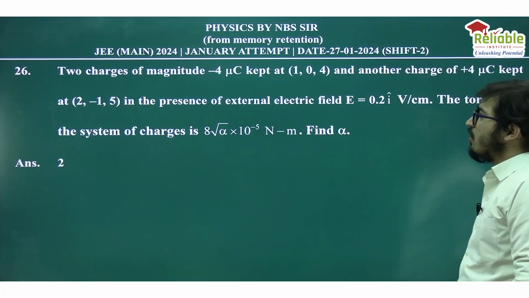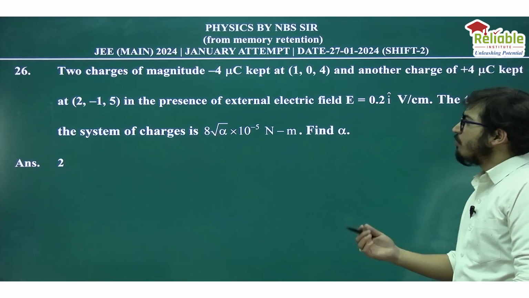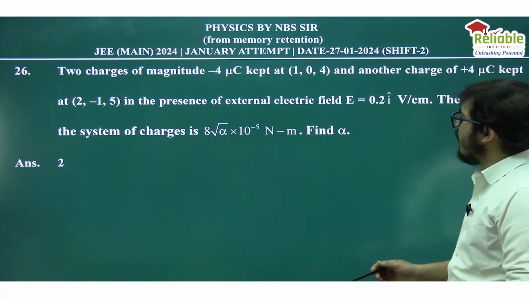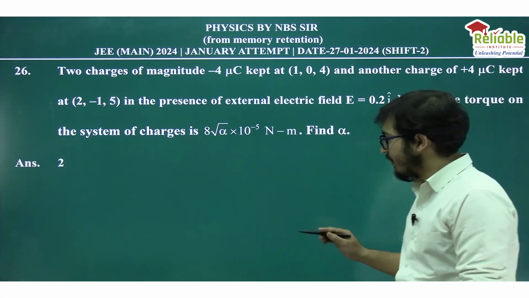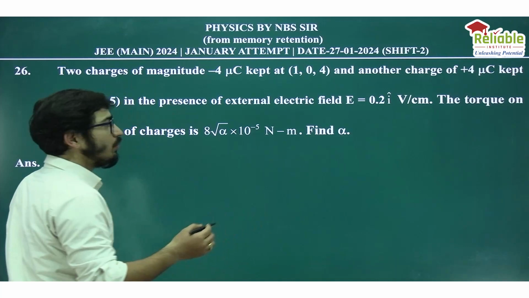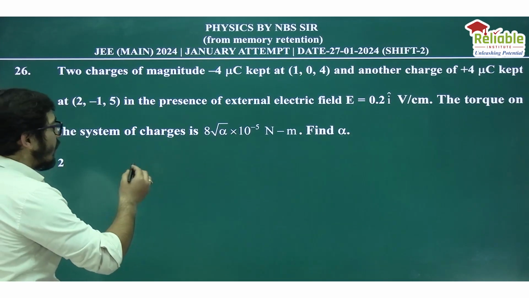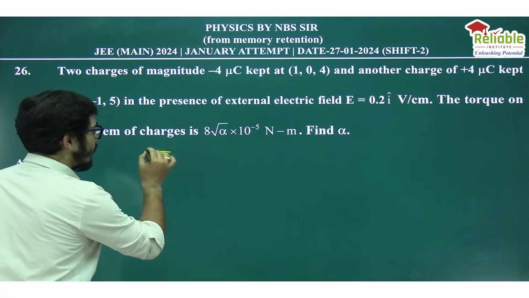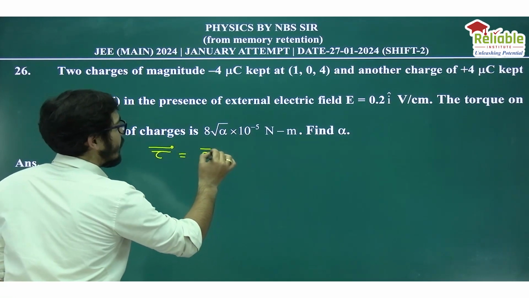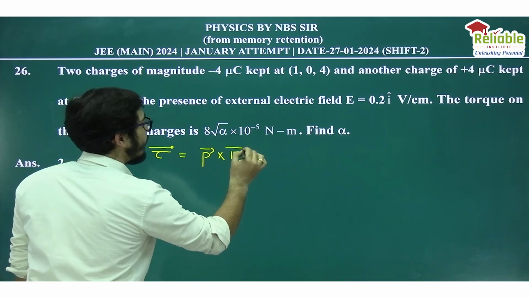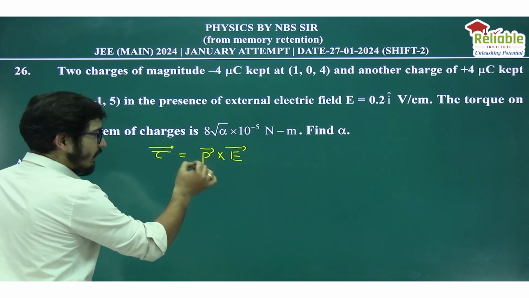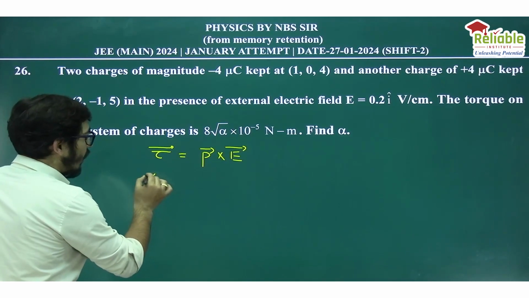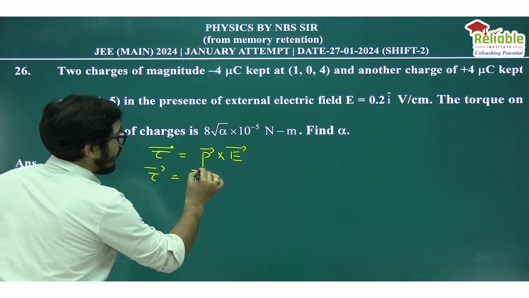Two charges of minus 4 microcoulomb and plus 4 microcoulomb are kept at certain positions in the presence of an external electric field. They have given you the coordinates. Now they are asking us to calculate the torque, and I remember the torque is calculated by the formula P cross E. For that you are supposed to get the dipole moment vector. Electric field is given to you. Now how to get the dipole moment vector?